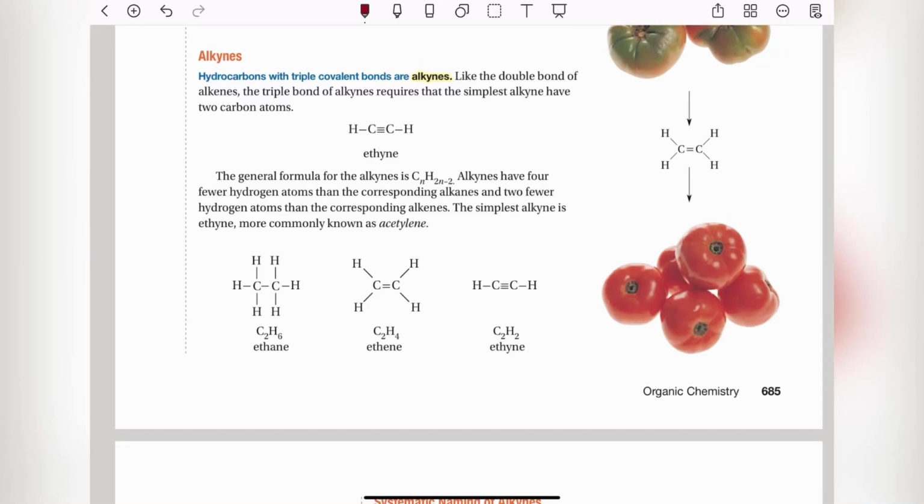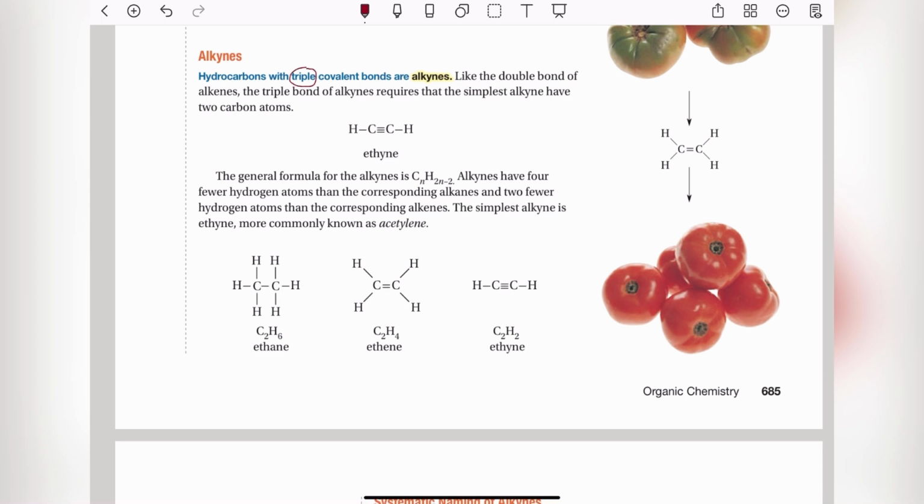This is part 3 of chapter 22, section 2, and we'll be focusing on alkynes. Alkynes are hydrocarbons with triple covalent bonds. Like the double bond of alkenes, the triple bond of alkynes requires that the simplest alkyne have 2 carbon atoms.